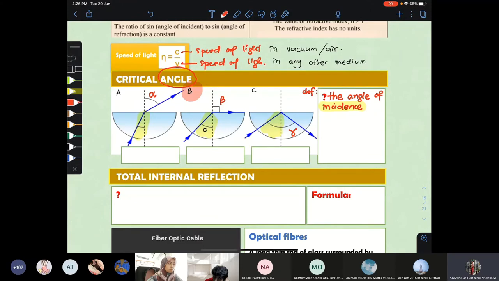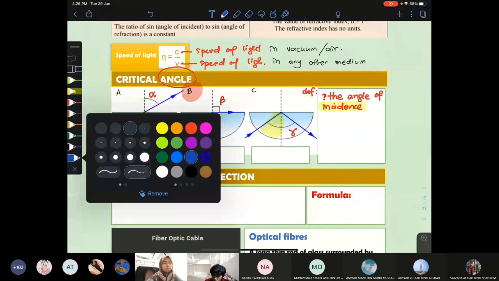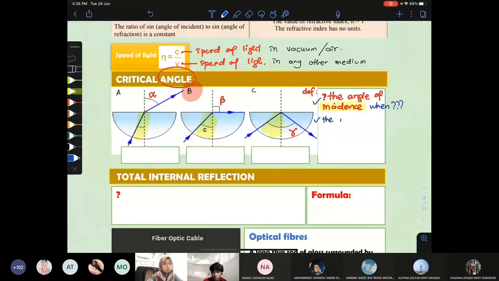So what are the conditions? Otherwise anything could be a critical angle, but that's not true. First, the angle of incident. Next, when? When the refracted angle is at 90 degrees. Yes, when the refracted ray is 90 degrees from the normal line.